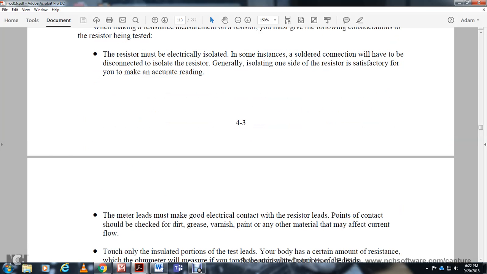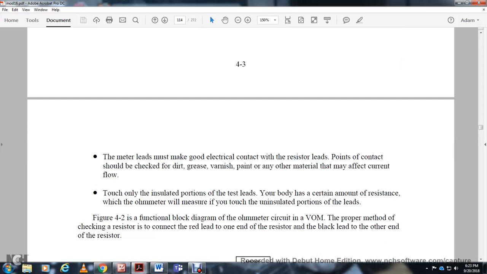The meter's leads must make good electrical contact with the resistor leads. Points of contact should be checked for dirt, grease, varnish, paint, and any other material, and cleaned if necessary. Touch only the insulated portion of the test leads. Your body has a certain amount of resistance, and the ohmmeter will measure it if you touch the uninsulated portion of the lead.